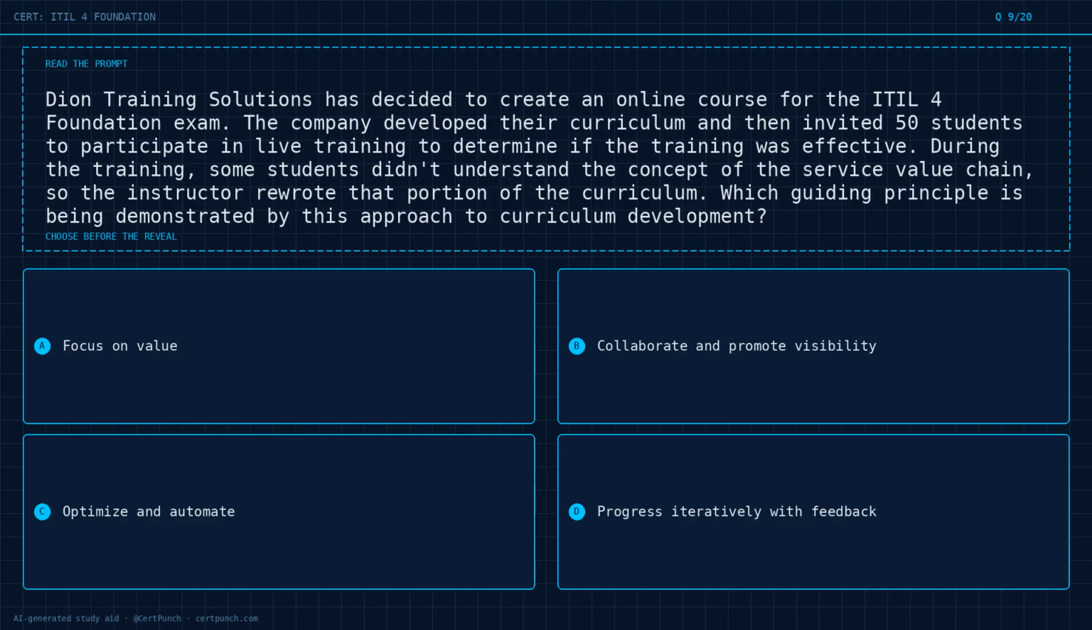Option A, focus on value. Option B, collaborate and promote visibility. Option C, optimize and automate. Option D, progress iteratively with feedback. Choose the best answer before the reveal. Commit to it now. The answer is option D.